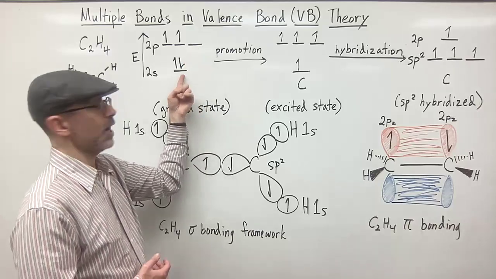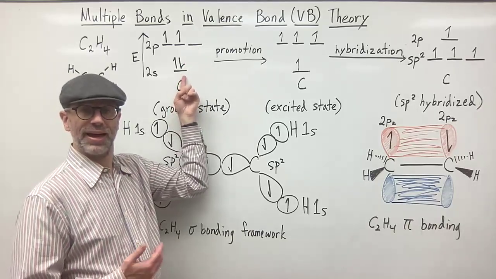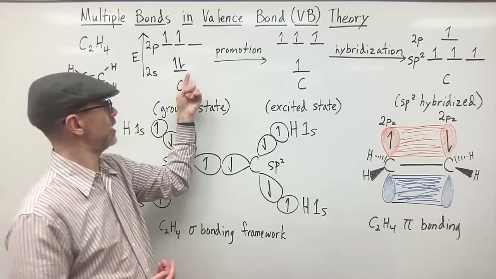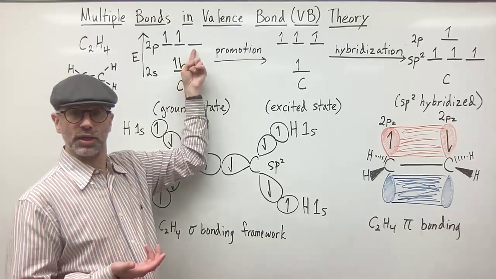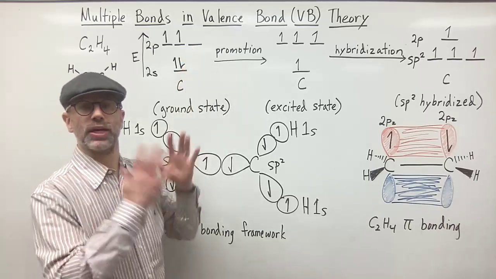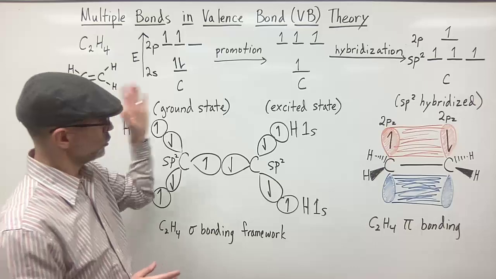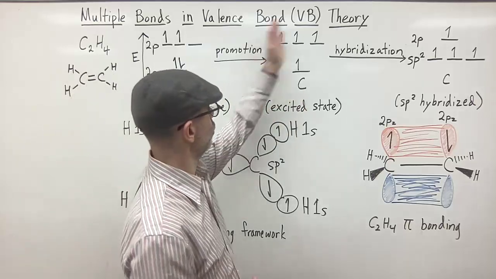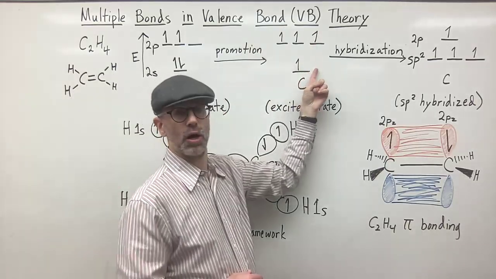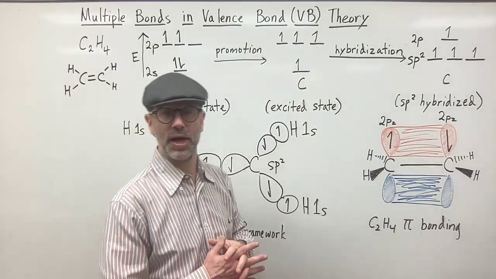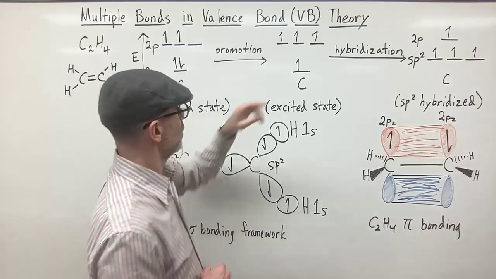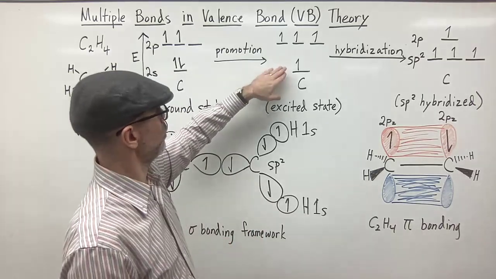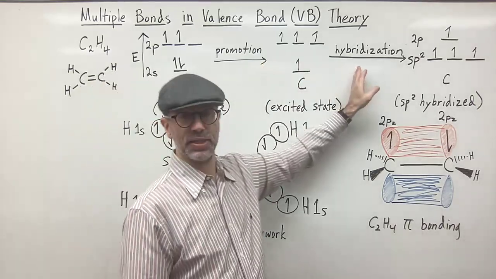So if we could promote one of these electrons in the 2s up to the 2p here, this empty orbital, then we could have 4 unpaired electrons. So we do that. And so now you have 4 unpaired electrons. So carbon can bond 4 times. But now the thing we want to do here is do the hybridization.